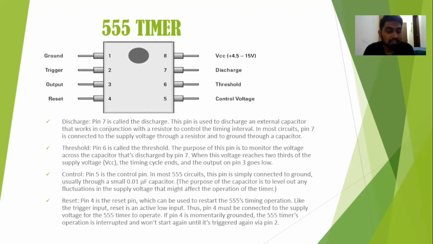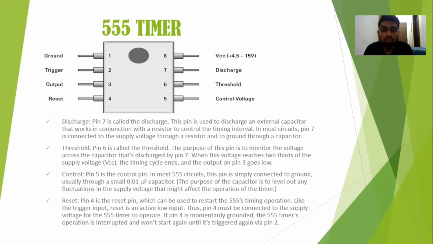And next pin is a threshold. The purpose of this pin is to monitor the voltage across the capacitor that is discharged by pin 7. And when the voltage reaches 2/3 of the supply voltage VCC, the timing cycle ends and the output pin goes low.